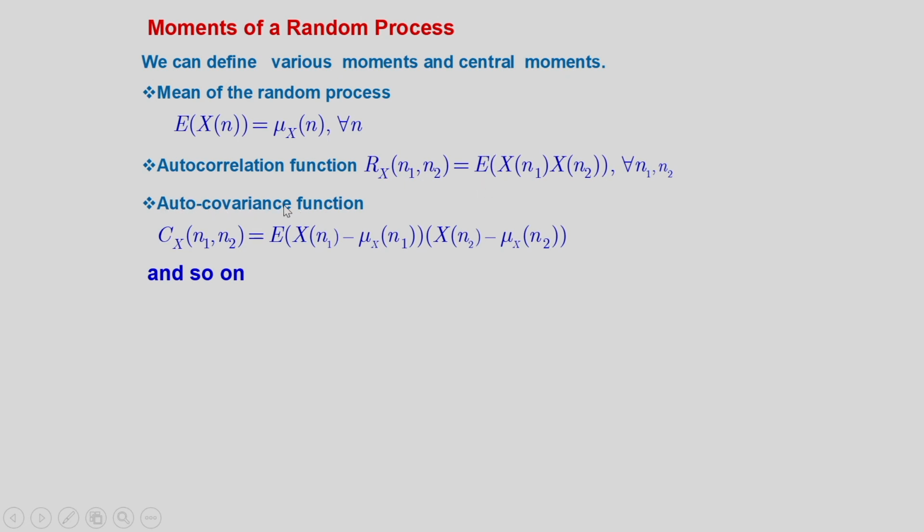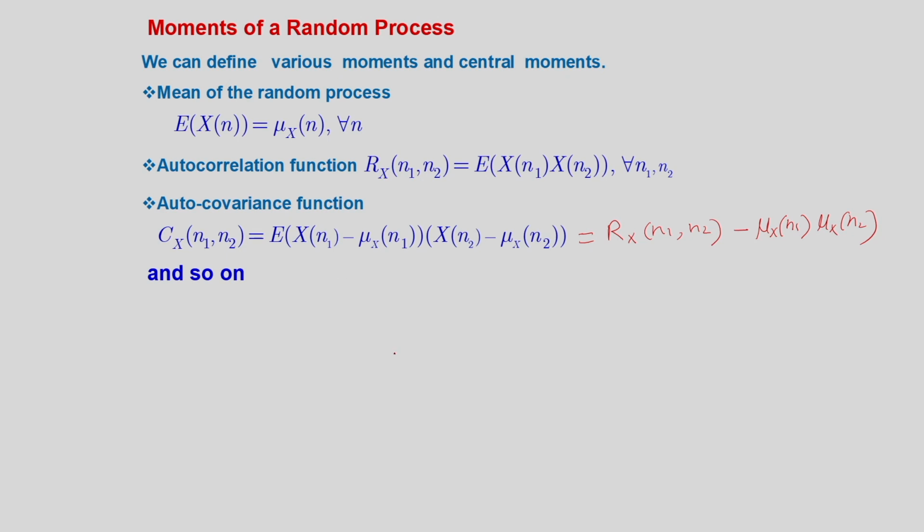We can also characterize a random process by autocovariance function. Cx of n1 n2 is equal to E of xn1 minus mu x n1 into xn2 minus mu x n2. So, you subtract the means from the corresponding random variable and then you find the joint expectation, and we can show that this quantity is equal to Rx of n1 n2 minus mu x n1 into mu x n2.